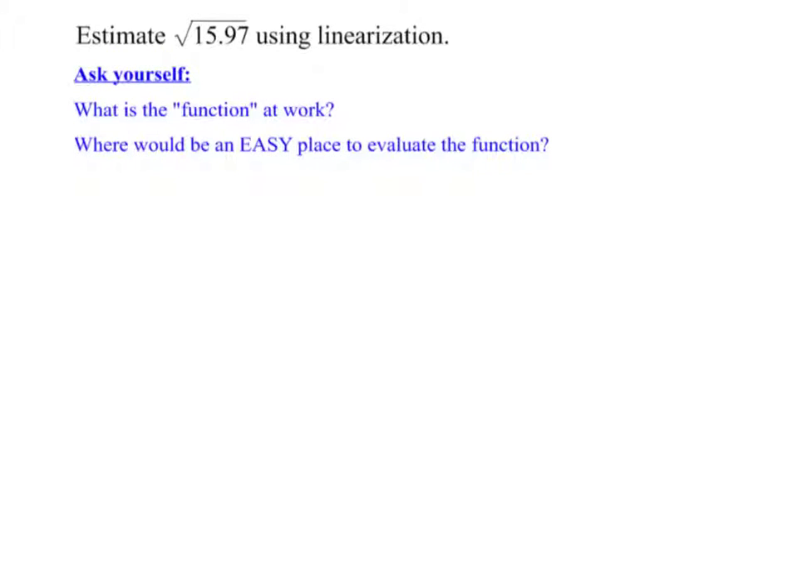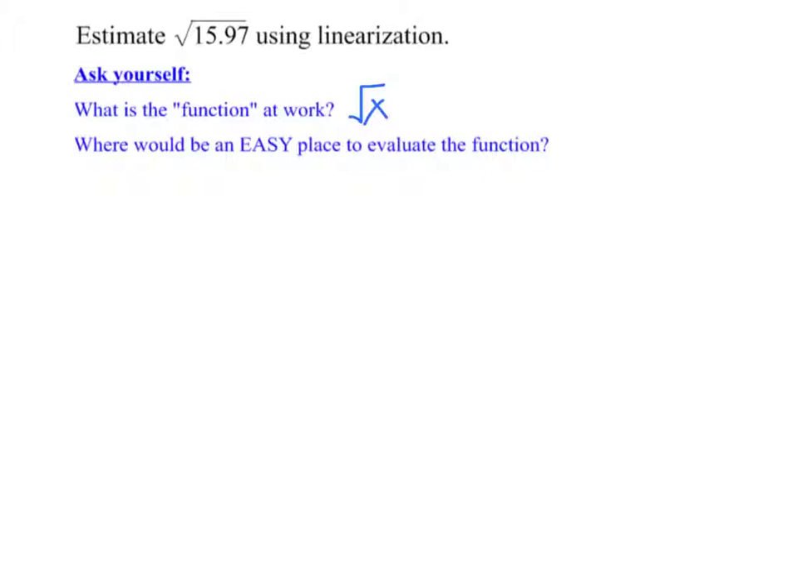So I'm going to show you again how we can use linearization to estimate some functions that are hard to do. So I'm going to estimate the square root of 15.97 using linearization. I've kind of given you some ideas here of things you've got to look at. You've got to start by saying, well, what function am I trying to linearize? And the answer is the square root of x.